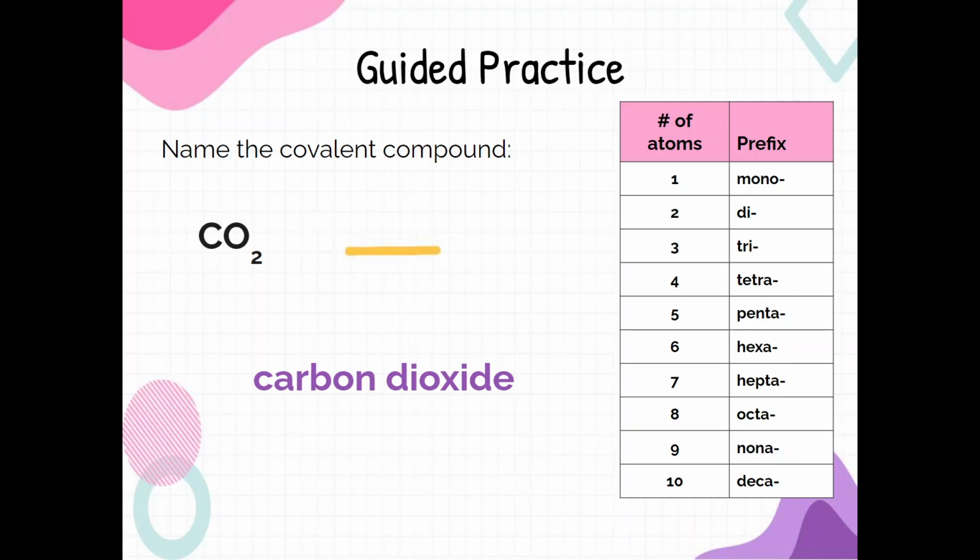Now, I mentioned that we never put the mono prefix on the first element in the compound, right? And that's something that you probably realize when looking at this compound, because we don't say monocarbon dioxide, we just say carbon dioxide. So that's one rule that you do need to remember for naming covalent compounds, is that the mono prefix never goes on the name of the first element in that compound. It can go on the second element, okay, so we could have carbon monoxide, but we could never have monocarbon dioxide.